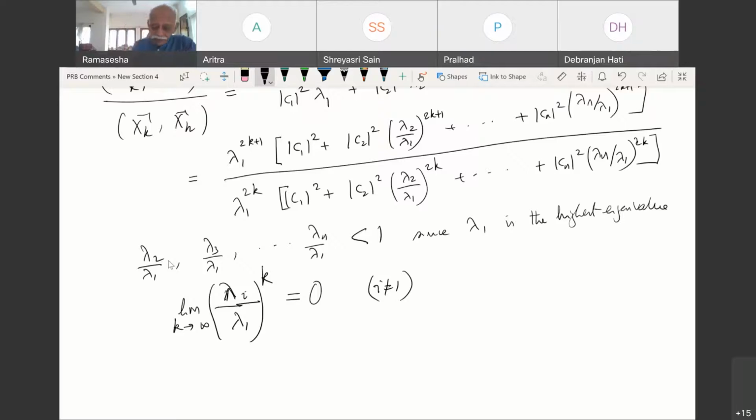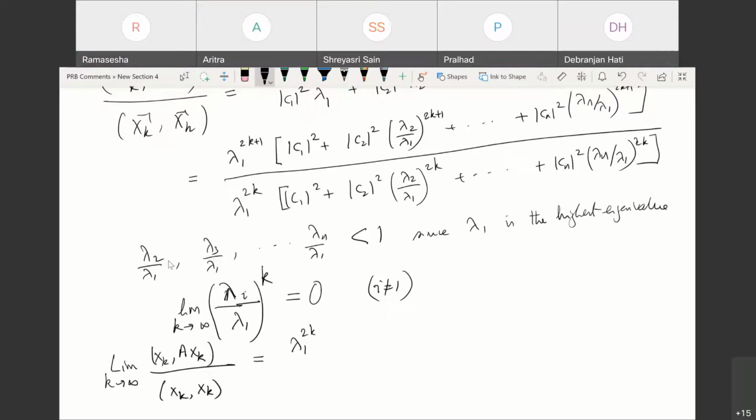So I can say that in the limit k tending to infinity, the ratio of xk, Axk by xk, xk, if I look at that equation, is equal to lambda 1 to the power 2k plus 1 divided by lambda 1 to the power 2k, into modulus C1 squared over modulus C1 squared, plus 0 plus 0, etc.